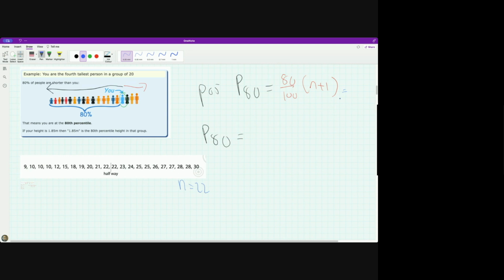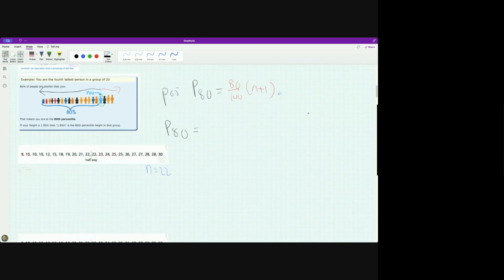I want you to put this in your calculator and tell me what number you get for the position of the 80th percentile. What number do you get for the position of the 80th percentile? And is it a decimal? So Annalena has got 18.4. Did anybody else get 18.4? Can we have a supporting answer? Siam Tanda is with you.